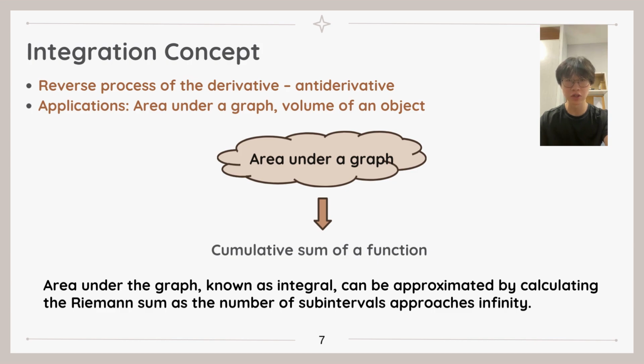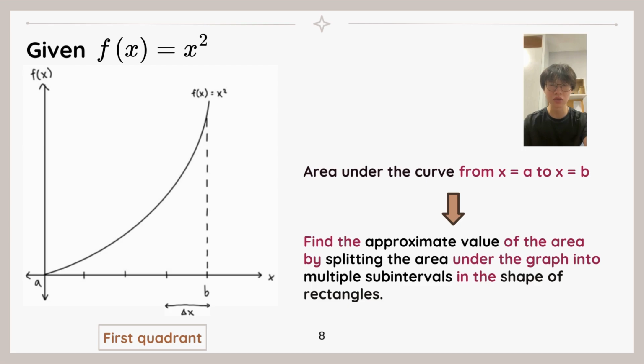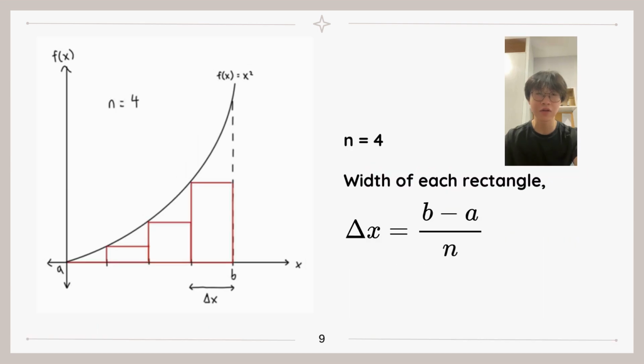The area under a graph, also known as the integral, can be approximated by calculating the Riemann sum as the number of subintervals approaches infinity. This is the first quadrant of x squared, between intervals a and b. If we want to find the area under the curve between intervals a and b, we can find the approximate value of the area by splitting the area under the graph into multiple subintervals. Therefore, we have split the graph into 4 subintervals, and so n equals 4.